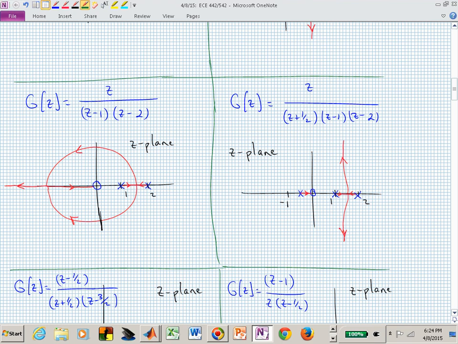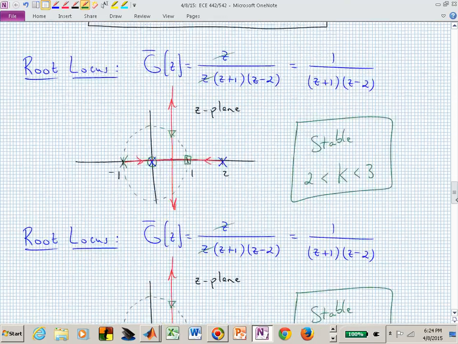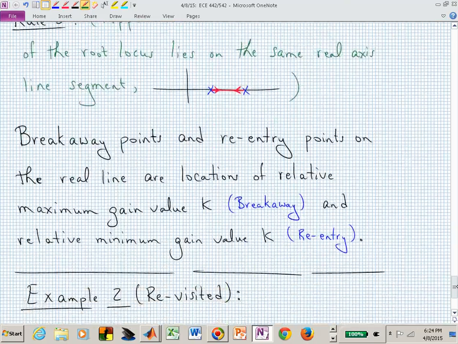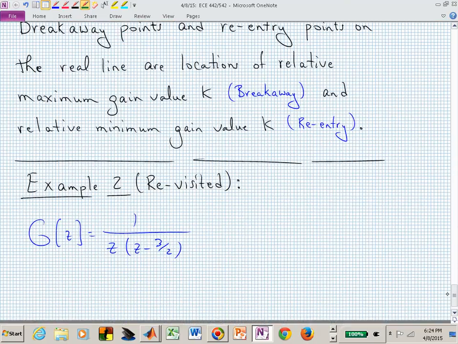Yes. Do you have a re-entry? No, there's no branches coming back into the real line. Is that clear? That you could have one or the other or both? Rule 3. Okay, all right, now I'll slow down.